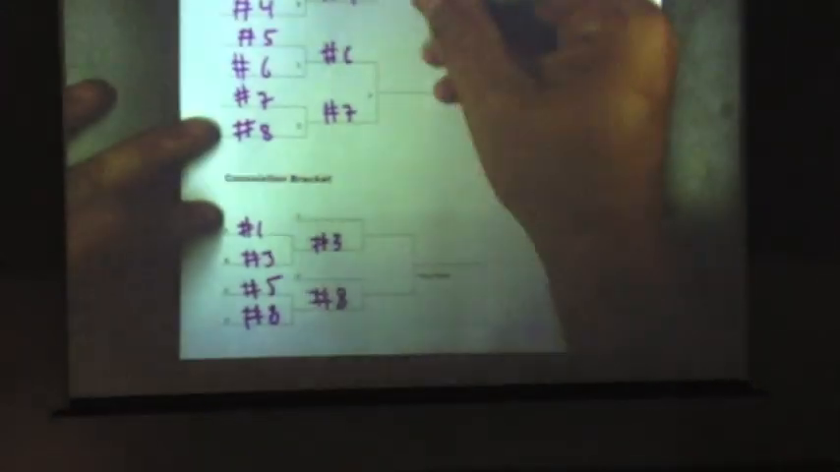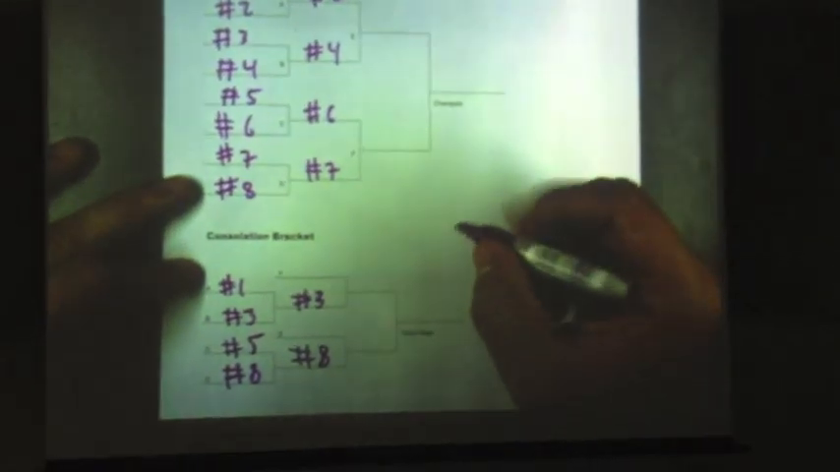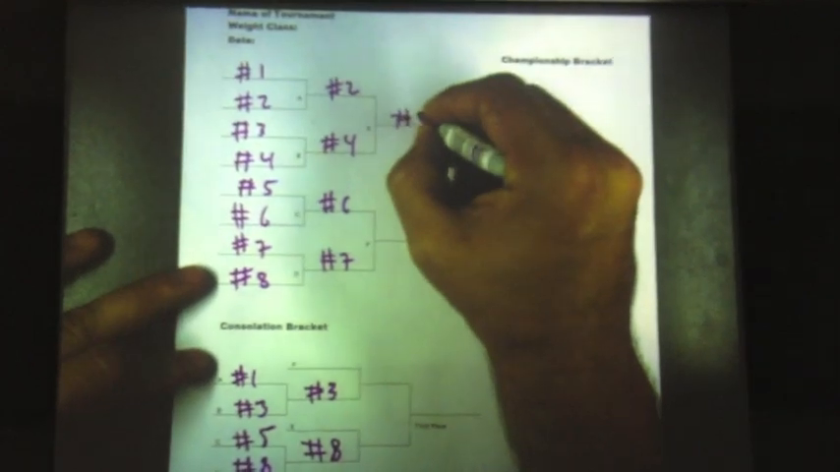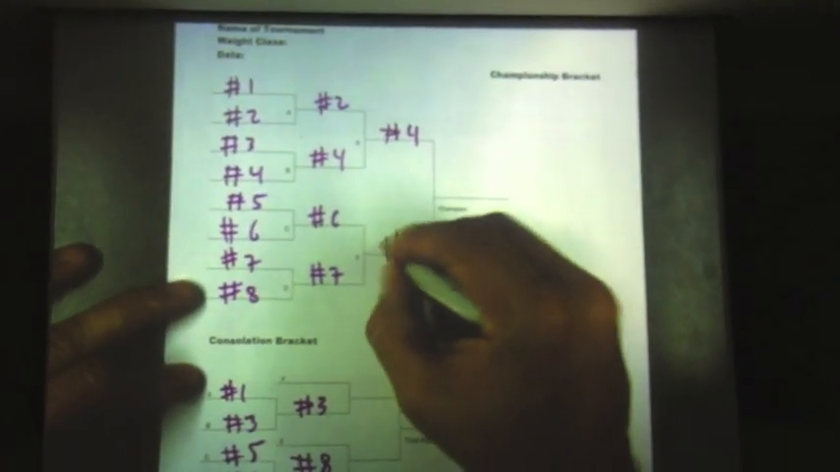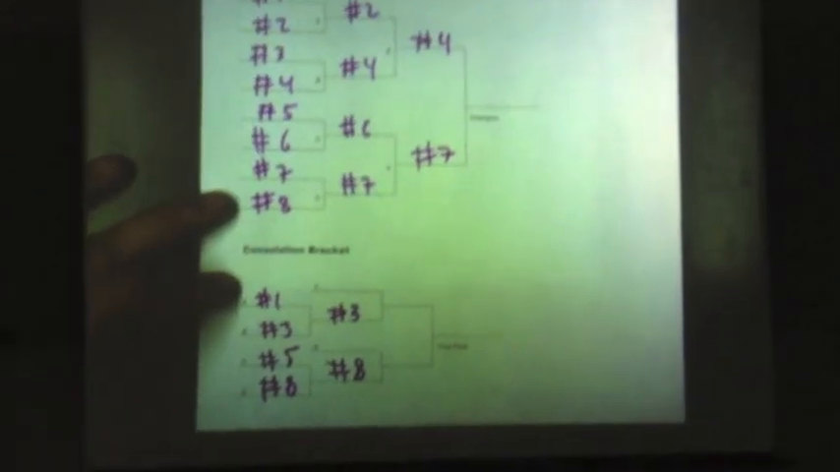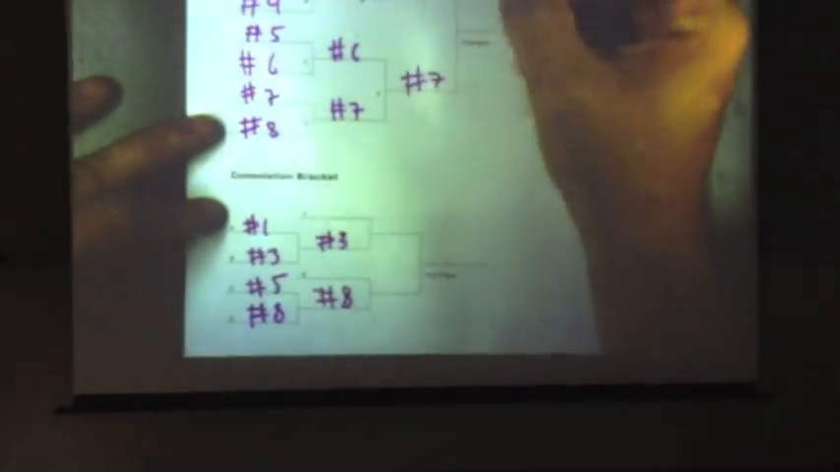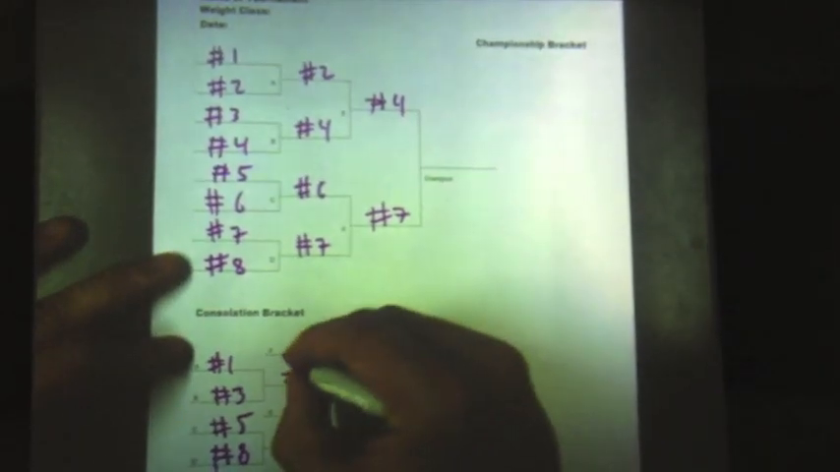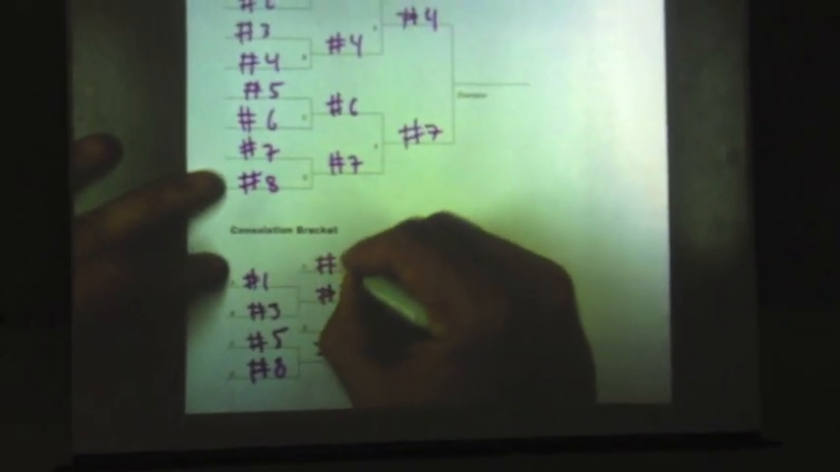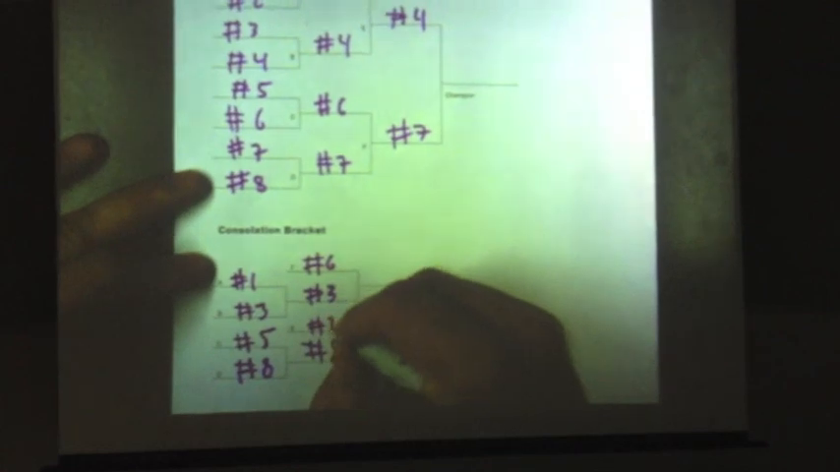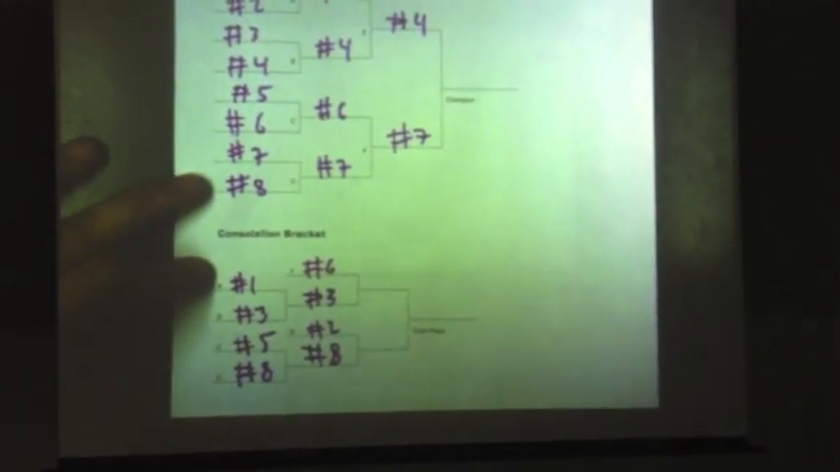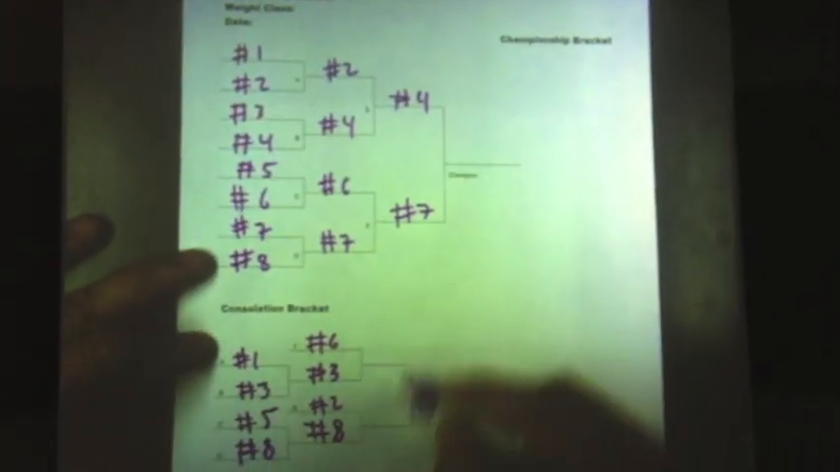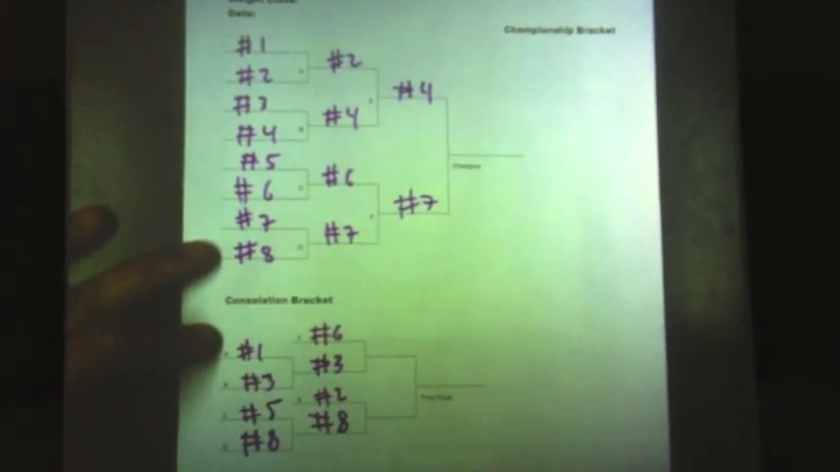All right, so now let's go ahead and run the semifinals for the championship bracket. And we'll say number 4 will win, and we'll just keep number 7 out there. Okay, so now we have the losers of the semifinals are 2 and 6. Those guys both lost, so we'll drop them down. We have number 6 and number 2. And now we have the finals, which is ready to go, but we're going to go ahead and get the finals of the consolation bracket ready first.